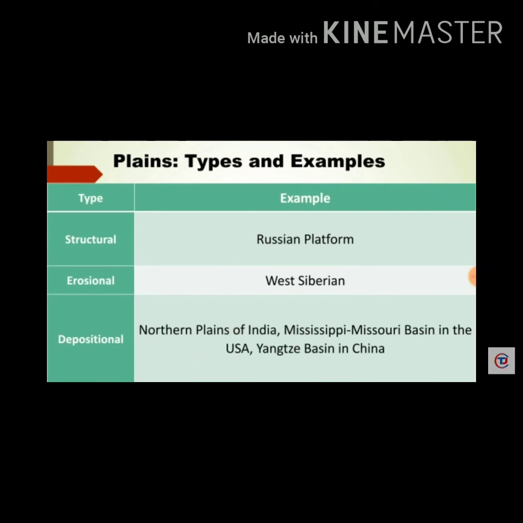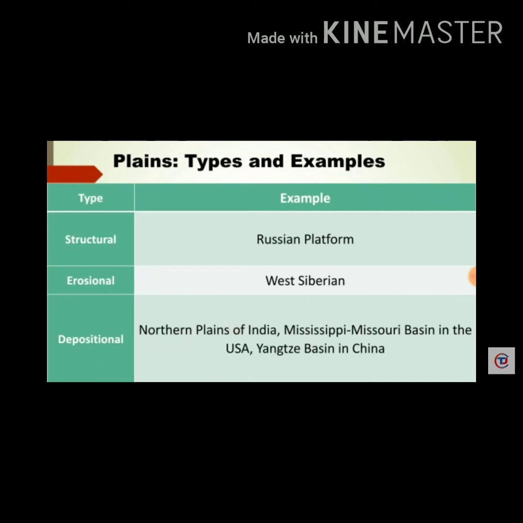Let's take some more different examples from the world. The structural plains example is the Russian platform. It's a good example of structural plains. The Western Siberian plains are a very good example of erosional plains. And next are the depositional plains. They are very familiar, very fertile land. The northern plains of India, the Mississippi and Missouri basins in the USA, and the Yangtze basin in China are very famous.